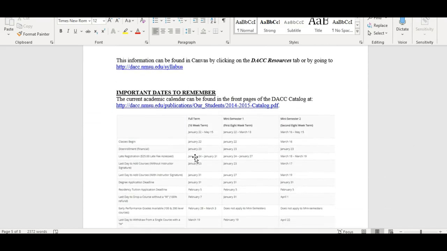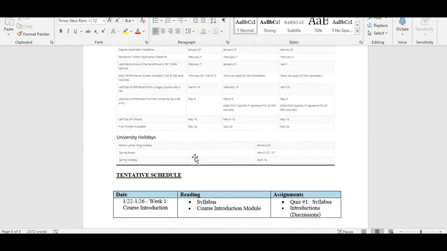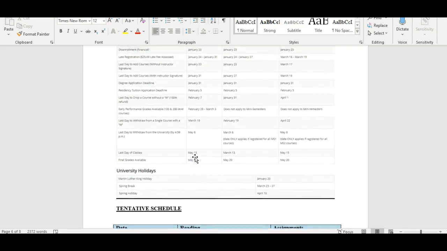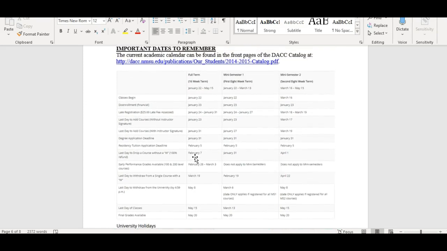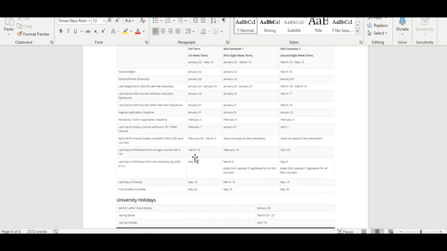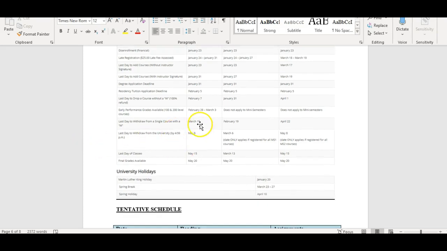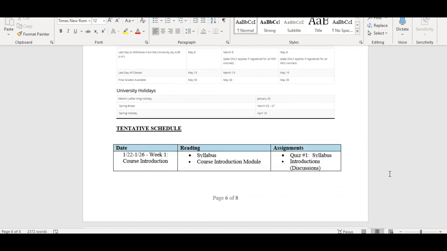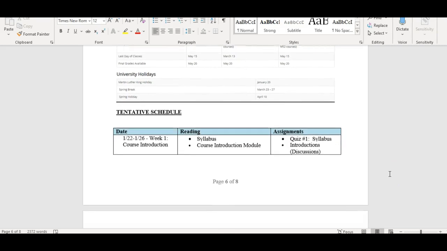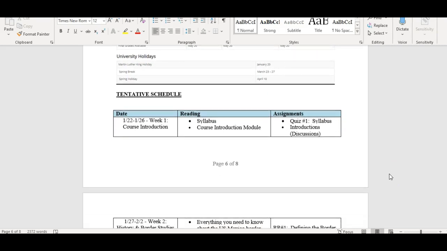So here we have the important dates, and you can take a look at those yourself. Obviously, you want to pay special attention to the last day to withdraw, which is March 19th, and the last day to withdraw from the university, which is May 8th. And we don't have any holidays except for spring break and spring holiday. So please keep that in mind.